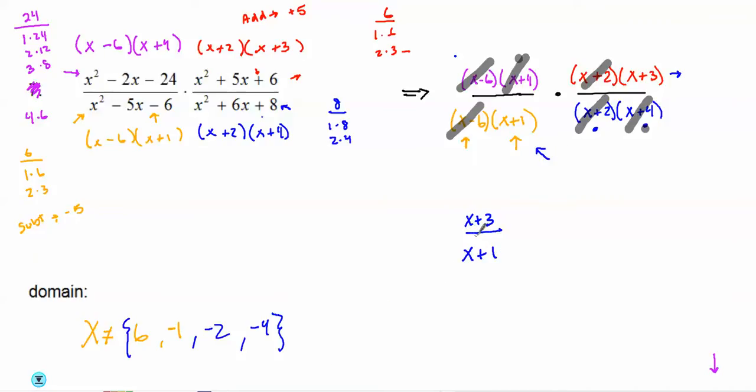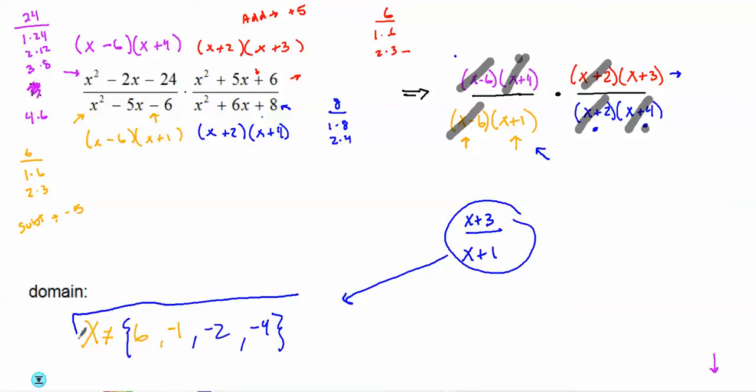So our final result is this is the reduced fraction, and then this is the restriction. Both parts are part of the solution. Take a moment, look at this. I encourage you to work this on a separate sheet of paper if you need.